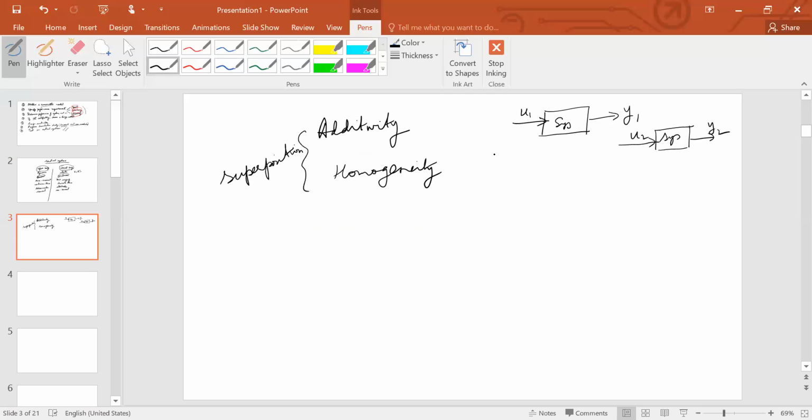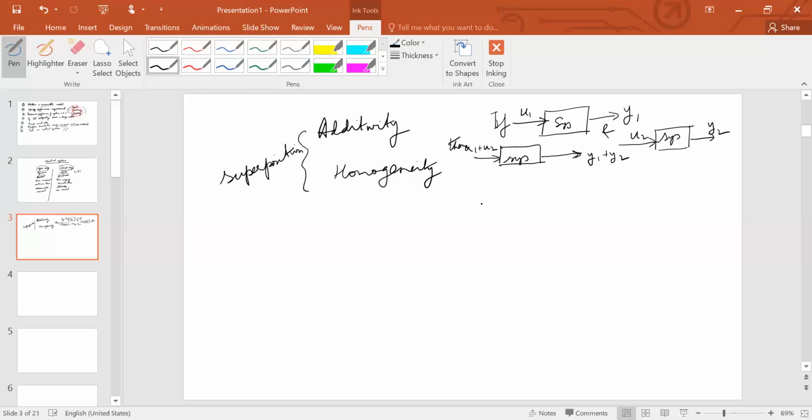The principle of additivity says that when you apply the input U1 plus U2, what you will get as the output is Y1 plus Y2 for the same system. So this is like the if clause. If this and this, then this.